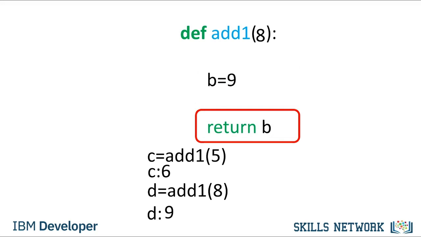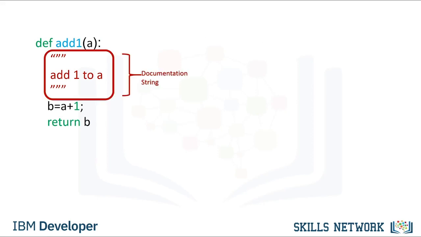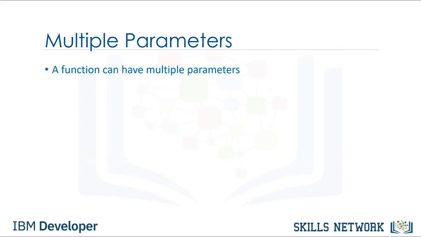Let's try and make this function more complex. It's customary to document the function on the first few lines. This tells anyone who uses the function what it does. This documentation is surrounded in triple quotes. You can use the help command on the function to display the documentation as follows. This will print out the function name and the documentation. We will not include the documentation in the rest of the examples. A function can have multiple parameters.